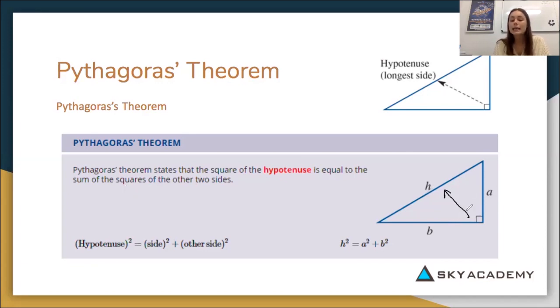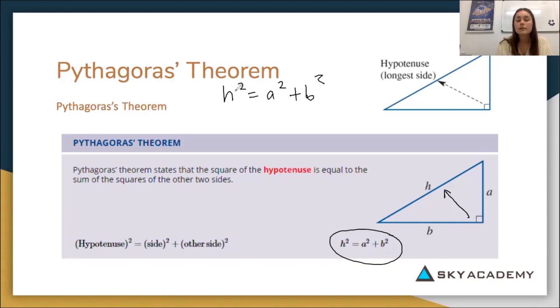So if we have a look at the formula, which is down here, it says that the hypotenuse squared is equal to A squared plus B squared, or the sum of the square of the other two sides. So when we're doing Pythagoras' theorem to find a hypotenuse, we can do H squared equals A squared plus B squared, and we can get rid of this square here by square rooting the other side, because the square root is the opposite of the power of 2. So we can find the hypotenuse by doing the square root of A squared plus B squared.